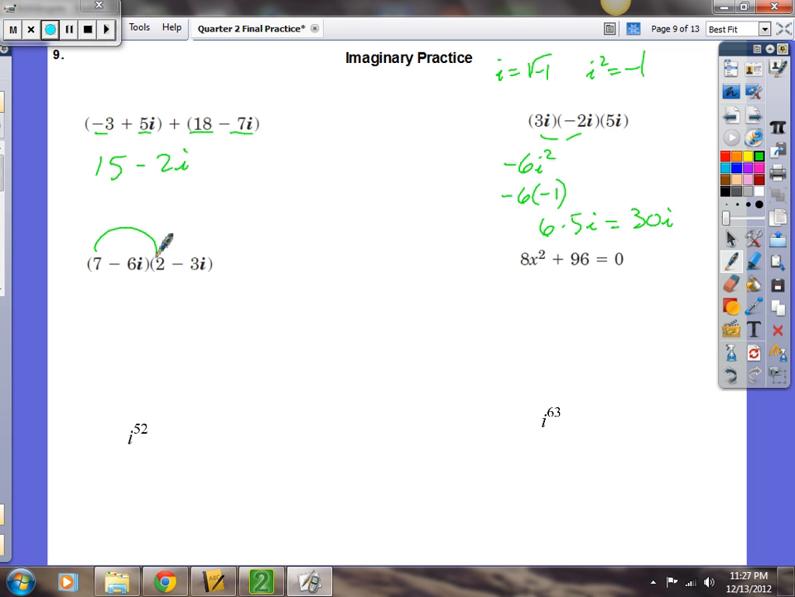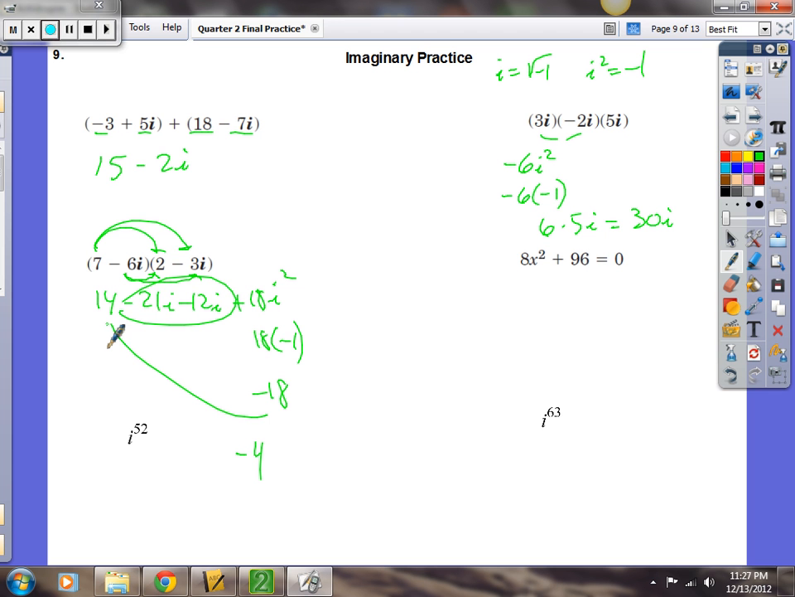FOIL, you got to do distributive. 7 times 2, that's 14. 7 times minus 3i is minus 21i. Minus 6i times 2 is minus 12i. Minus 6i times minus 3i is 18i squared. Okay, you're going to swap out an i squared for a negative 1. 18 times negative 1 is negative 18. You're going to combine negative 18 and 14, and those total negative 4.